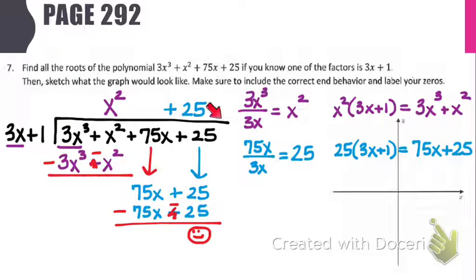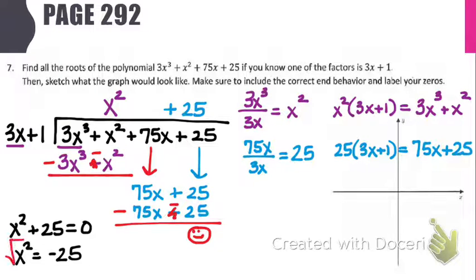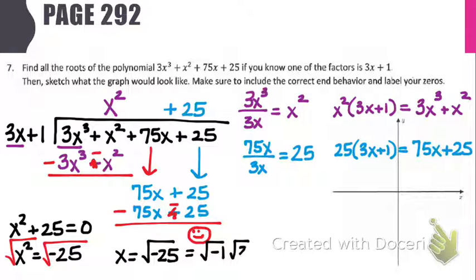So let's take what we have at the top and set that equal to 0 and solve it out. Now, if this was x squared minus 25, we would be able to factor it. But this is x squared plus 25. So this is not factorable. So the first thing you want to do is subtract 25. And then you want to take the square root. So x equals the square root of negative 25, which should be broken down to negative 1 times 25.